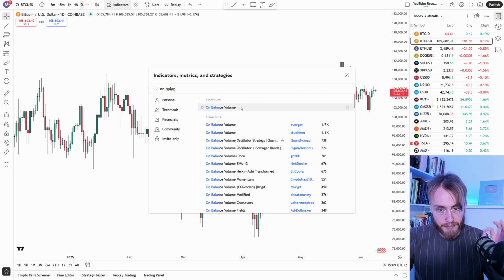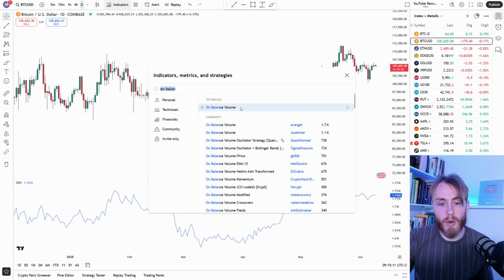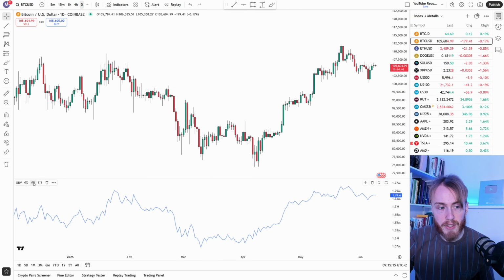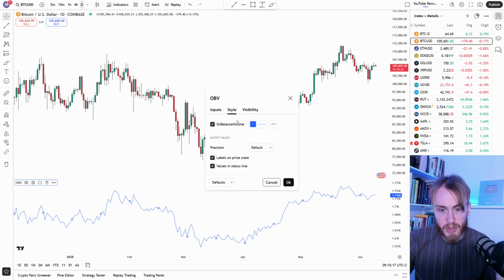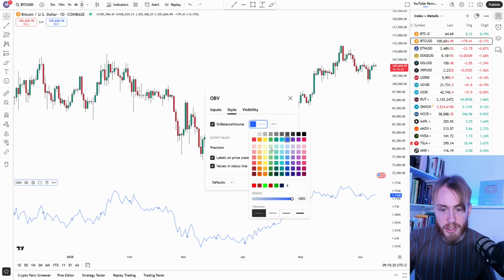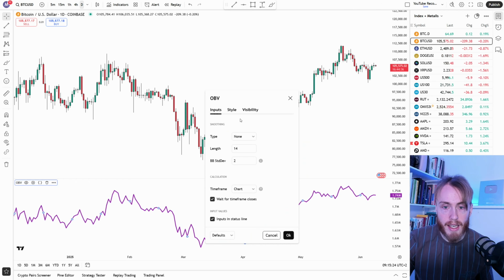But now, let's open up the On Balance Volume. Next, I do want to change a few settings, mostly just for visual. I'm going to make the line a bit bigger. Let's make it purple as well. We do have some more advanced settings, but I do think we won't really have time to go too deep into the advanced settings in this video.